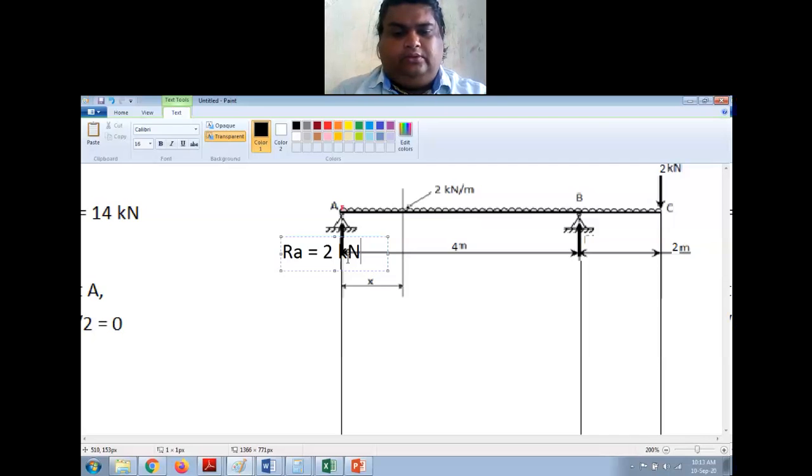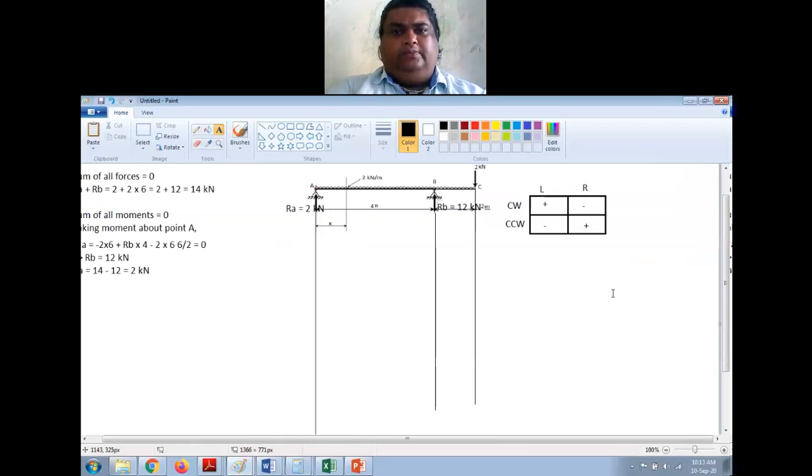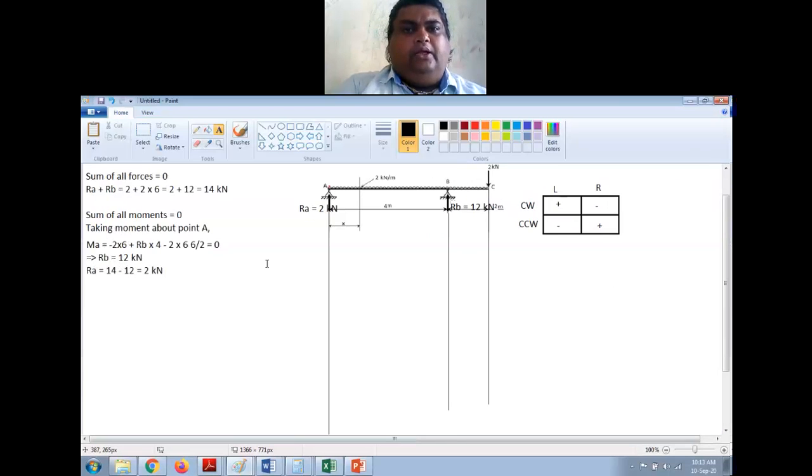This is RB equal to 12 kilonewton. Okay, so that is the support reaction. Now we will start drawing the shear force diagram.